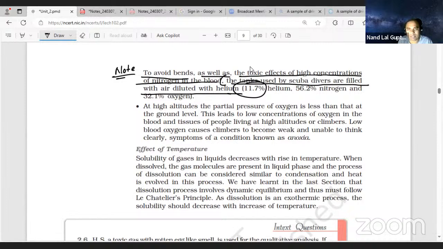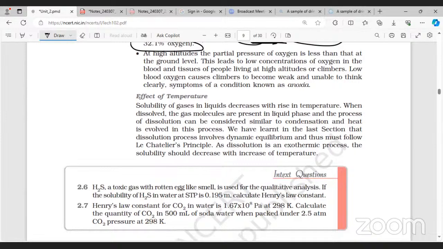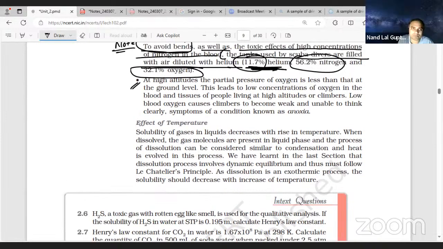Then this is the helium 11.7%, nitrogen 56.2%, and oxygen 32.1%. Earlier, the nitrogen percentage was more because we were not taking helium. Now we are taking the helium also. To avoid which disease? To avoid the bends disease. Are you getting it or not? Getting. Okay, thank you.